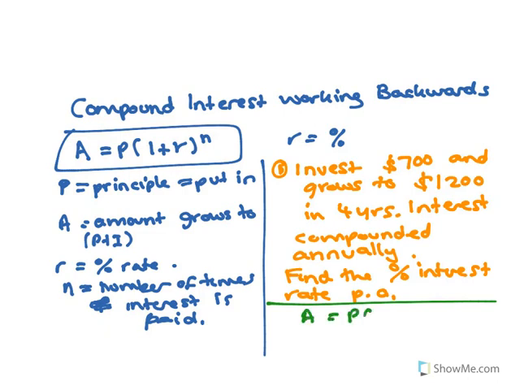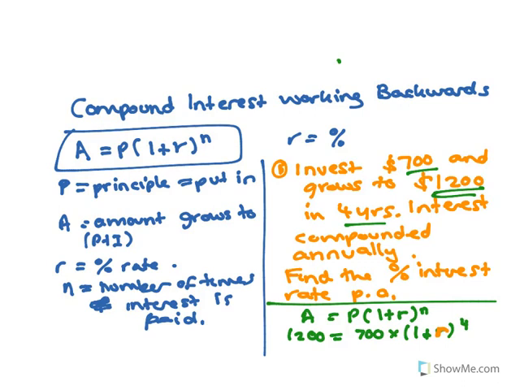So A equals P, 1 plus R to the power of N. We have here A. So A is the amount that it grows to. It's the final amount. P is the 700. It's the amount you put in. 1 plus R, and N is 4 years. So to the power of 4. So the aim here is to try and find that R.